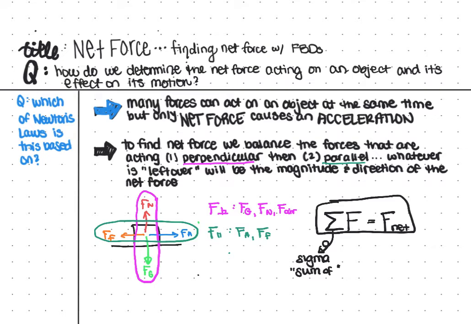Because when we look at these forces, some of them are positive, some of them are negative, and we can add them all together. So we see, in this case, force normal is going up, so this would be positive. The force of gravity is going down, so it's going to be negative. The applied force is to the right, so it would be positive, and then friction would be negative.